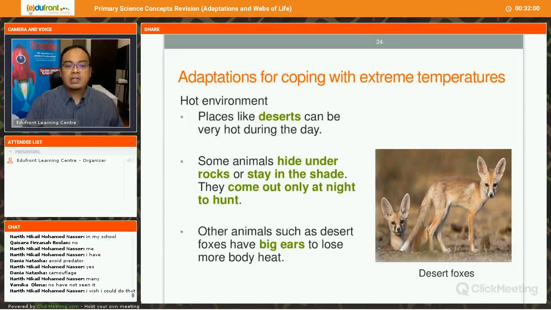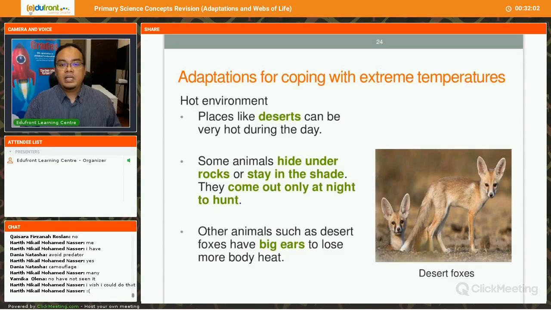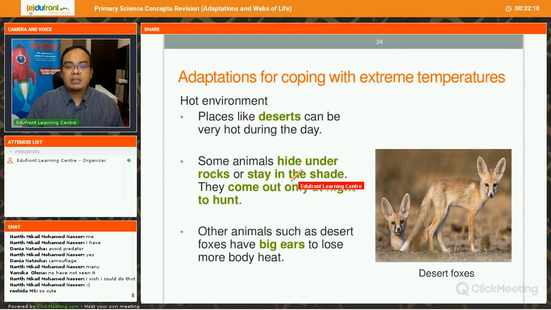Okay, so some animals have adaptations to help them cope with extreme temperatures. Like camels, right? Camels can survive in the desert very well. The desert can be very hot during the day and cold at night. Some animals hide under the rocks or stay in the shade, and they come out only at night to hunt. And other animals, such as desert foxes, have big ears to lose more body heat.